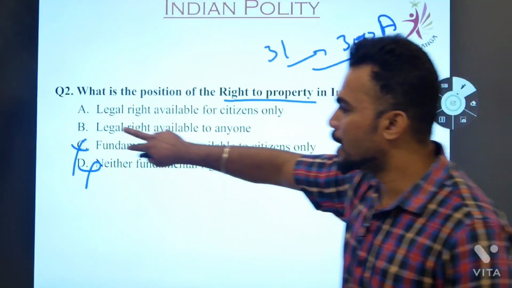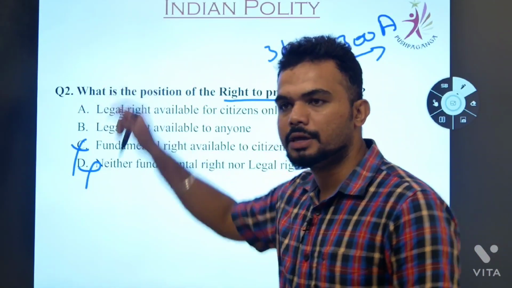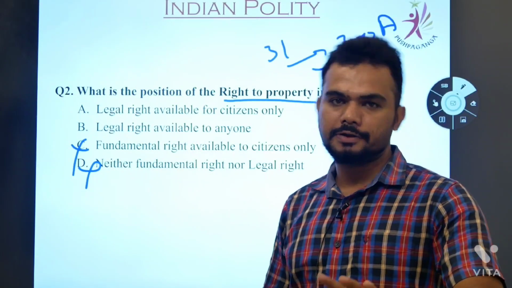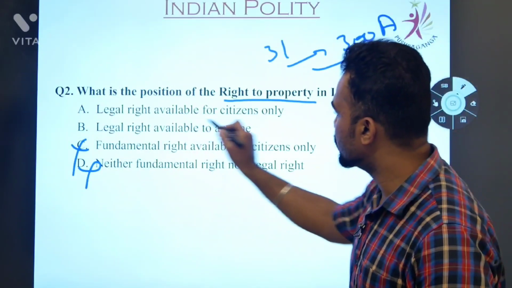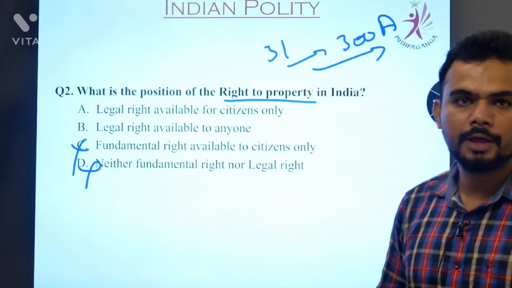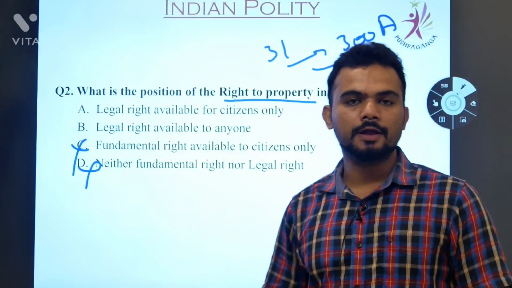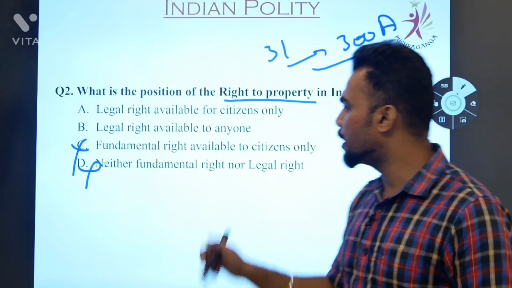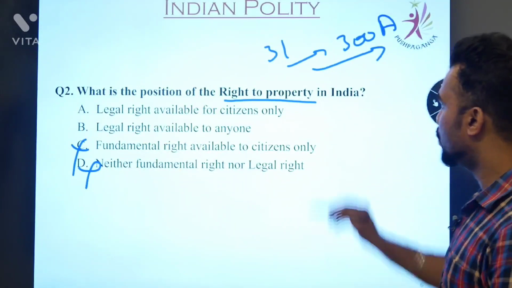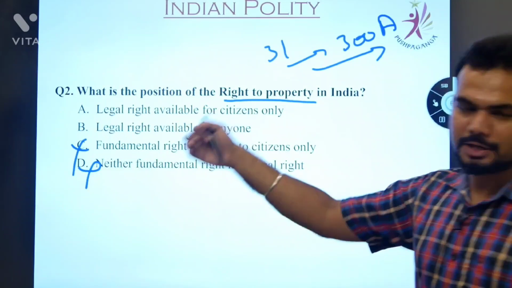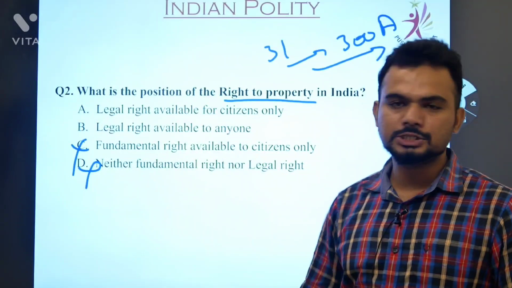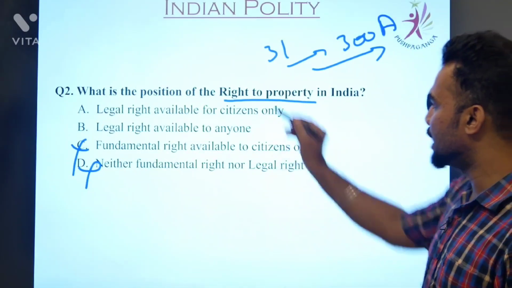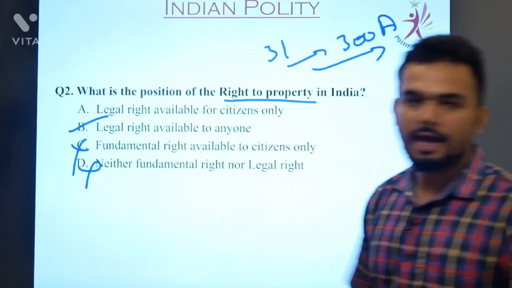So now we have the closest answer between A and B. What can be the closest answers in this? Legal right, we know that it is a legal right. Yes, it is a legal right. Is it available for citizens only? It is available to anyone, and even a foreigner can purchase a property in India. That's the reason it is not available only for citizens. For example, the right to vote and access to government offices are available only to Indian citizens, whereas the right to property is available to everyone.